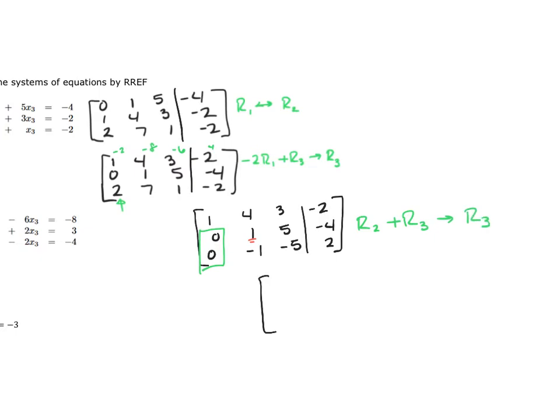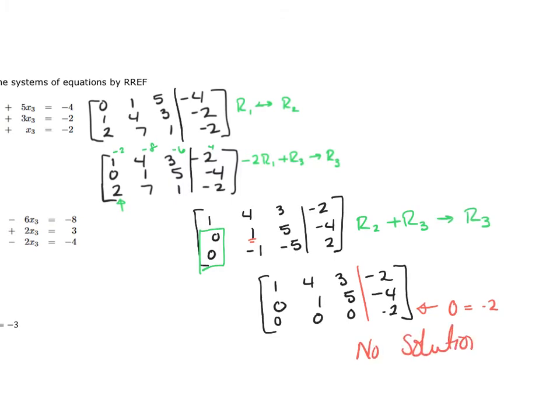Now notice I don't do anything with this. 1, 4, 3, negative 2. 0, 1, 5, negative 4. Now when I add these two rows, I'm going to get 0, 0, 0, and negative 2. And I'm going to stop. I'm not even going to try to put it in reduced row echelon form because right here, this is a false statement. This is telling me 0 is equal to negative 2. That's a false statement. So this is a no solution. No solution. So I'm not even going to try to put it into reduced row echelon form.